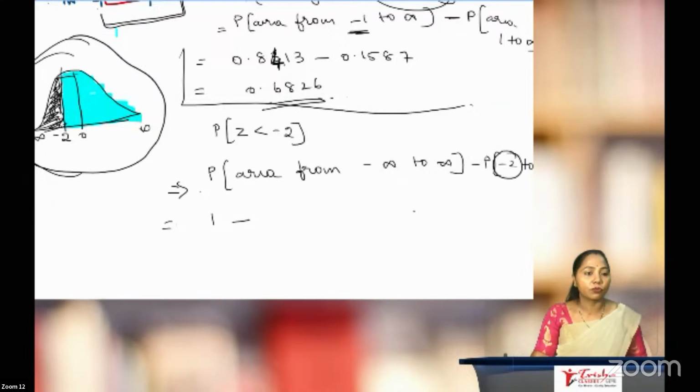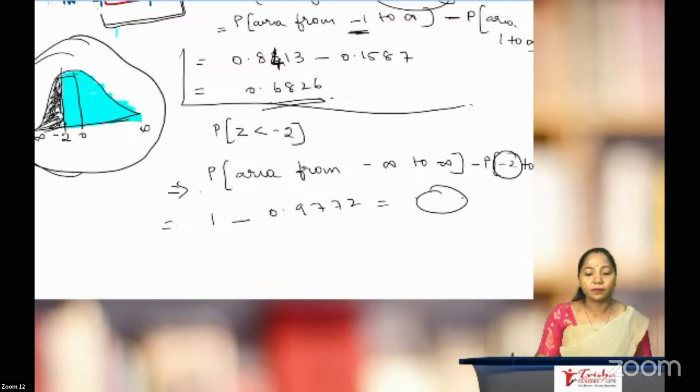Now z is minus 2. Can you read the table value and tell me? Minus 2. 0.9772. So that difference will give you the probability. Minus infinity to plus infinity, minus the area from minus 2 to infinity. Is that clear?